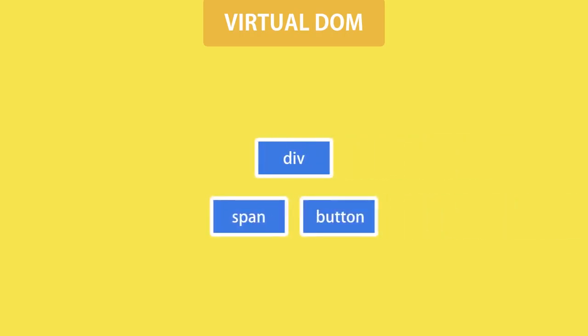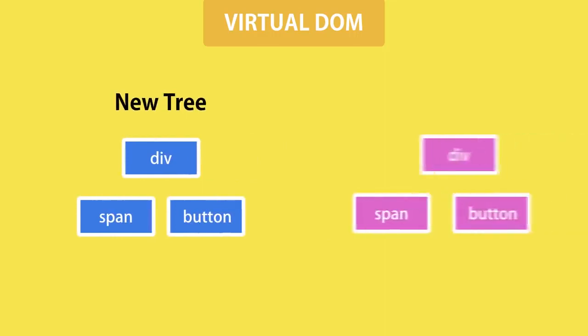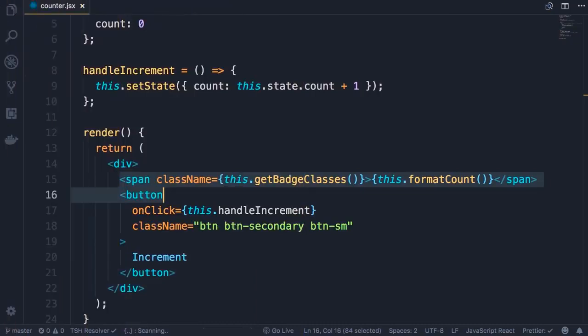So our virtual DOM is a tree of 3 elements. A React element on the top, that is our div, with 2 children. Okay? So here's the new virtual DOM. We also have the old virtual DOM. React will put these side by side and compare them to figure out what elements in the virtual DOM are modified. In this case, it realizes that our span is modified because that's where we have used the count property.